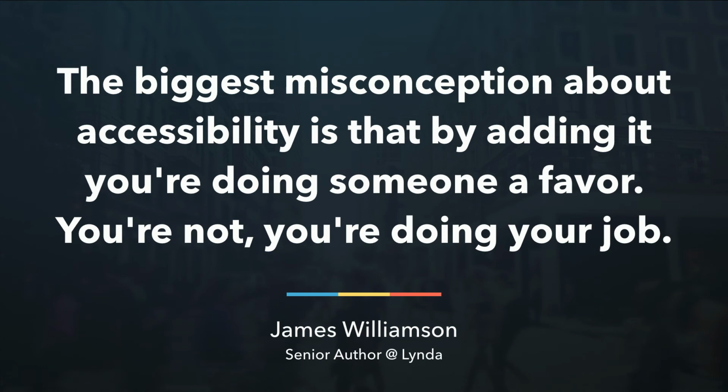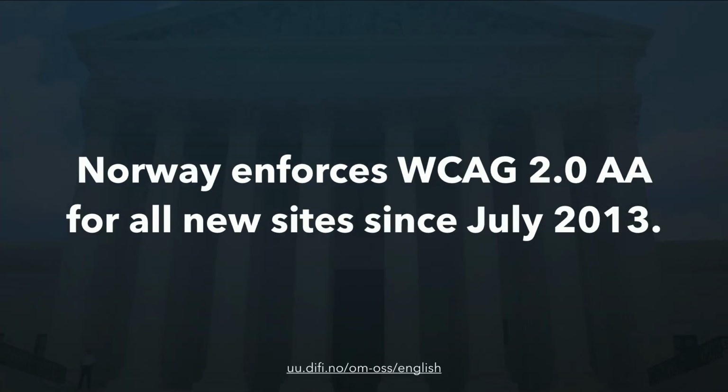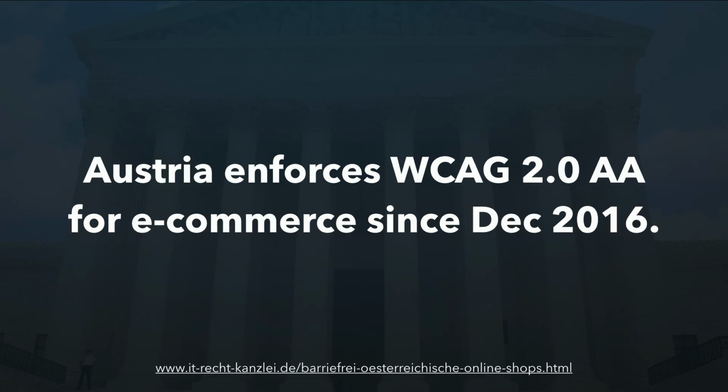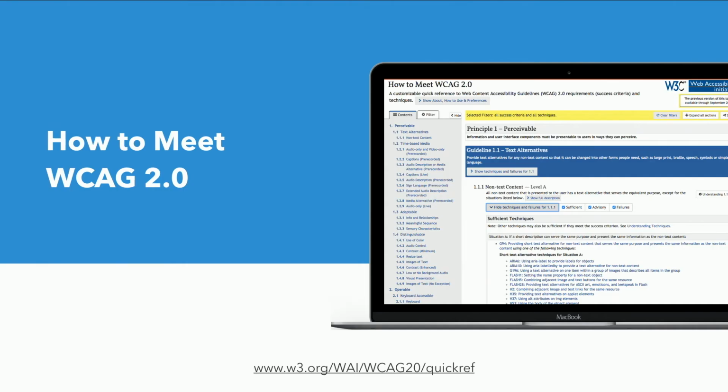And 240 lawsuits in the US agree with me. All EU governmental sites have to follow a given accessibility standard. Norway has enforced accessibility standards for every new site since 2013. Austria enforces them for e-commerce too. Enforced accessibility standards are on their way. If you want to meet them, there's this one document, and I will share it at some point.